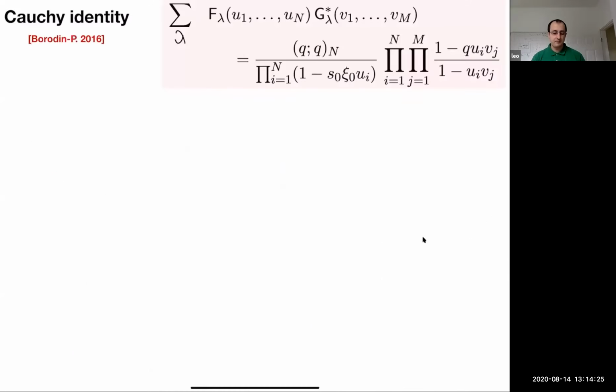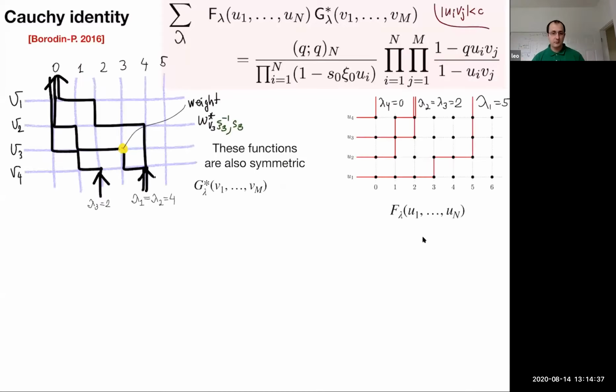So let me give you an example of a Cauchy identity where you take a product of two things. One is the F lambda I talked about. The other is G lambda star, which is a different symmetric function involving blue vertices, where you also slightly change boundary conditions.